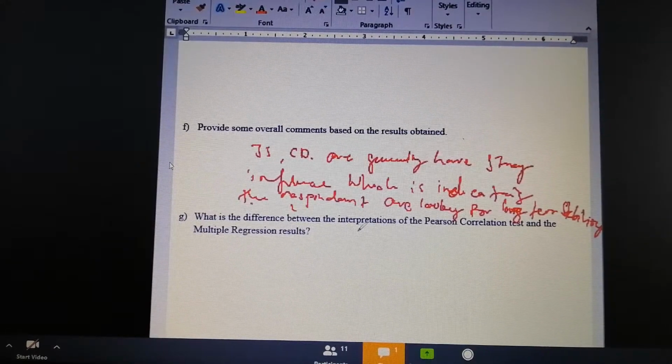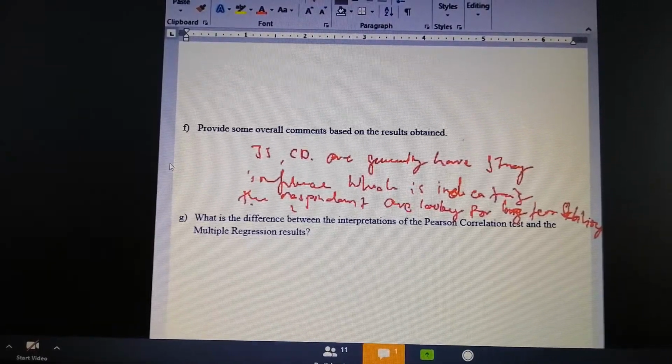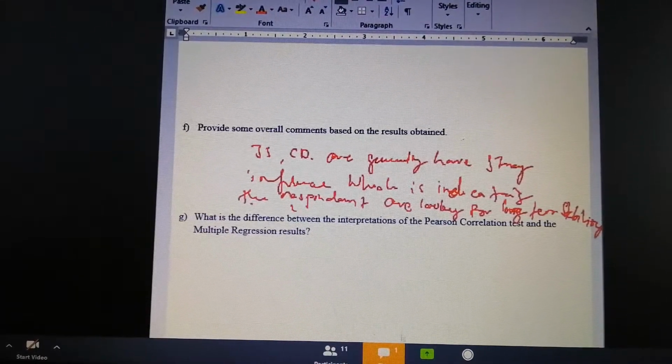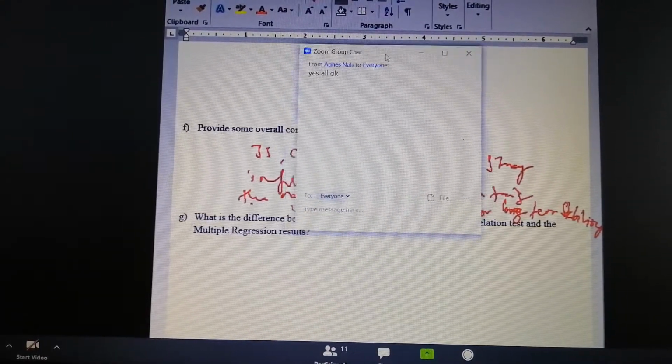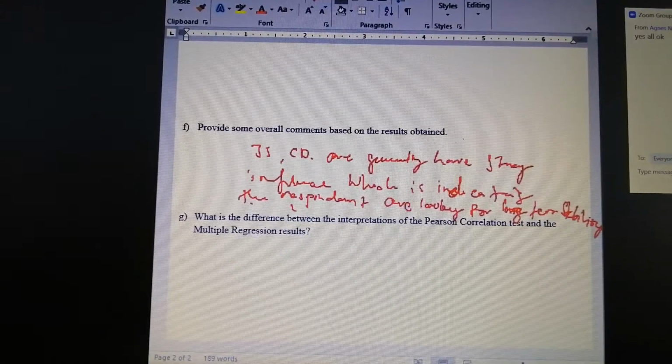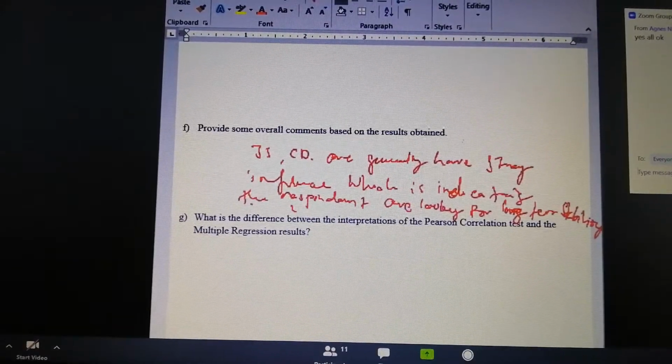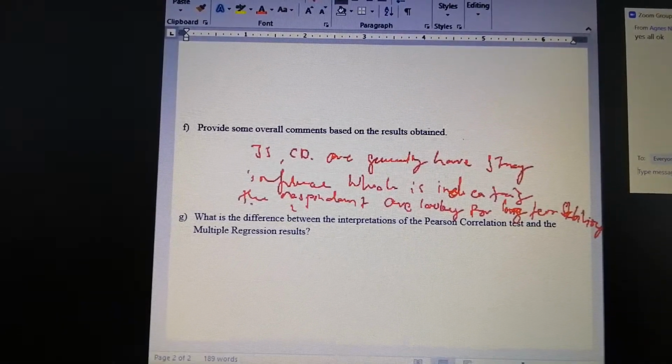Okay, question G, let's see. What is the difference between the interpretation of the Pearson correlation test and the multiple regression result? This is very interesting. I think I haven't told you this in class once. Remember? Just remember, guys. What is the contribution or the usage of this Pearson correlation? What do we get based on the correlation coefficient? What can we conclude from that?